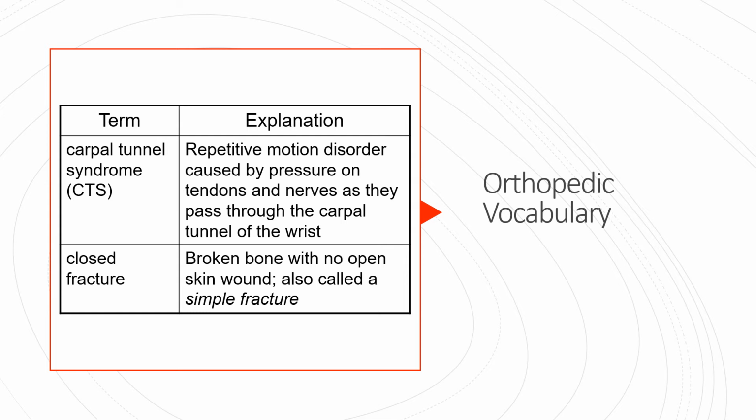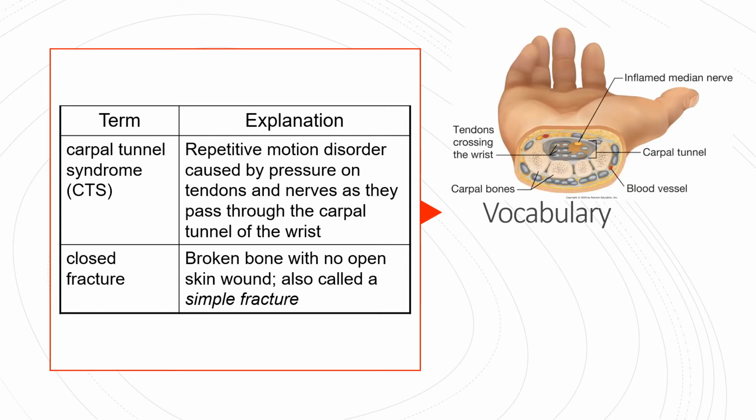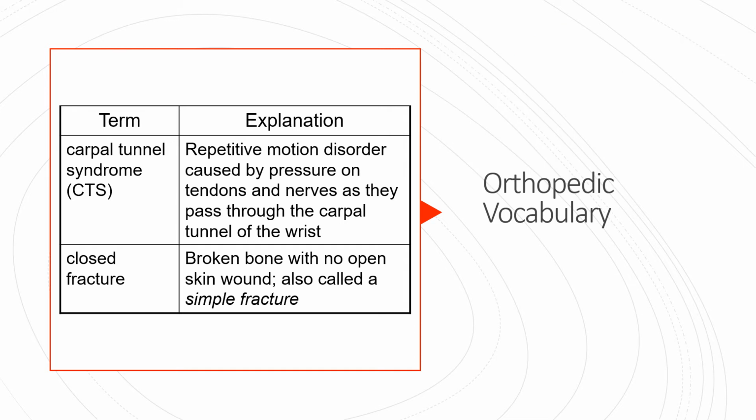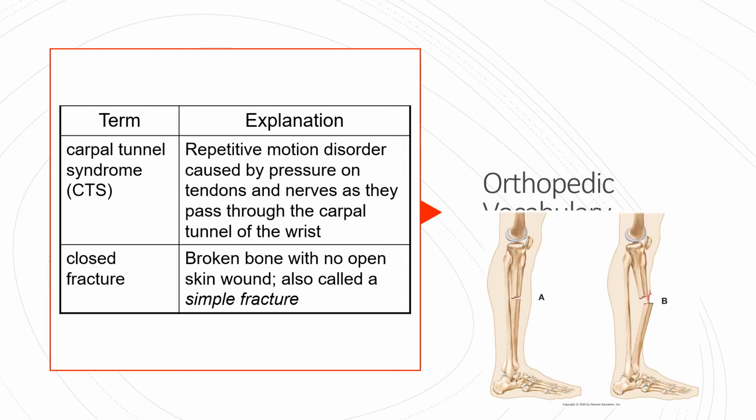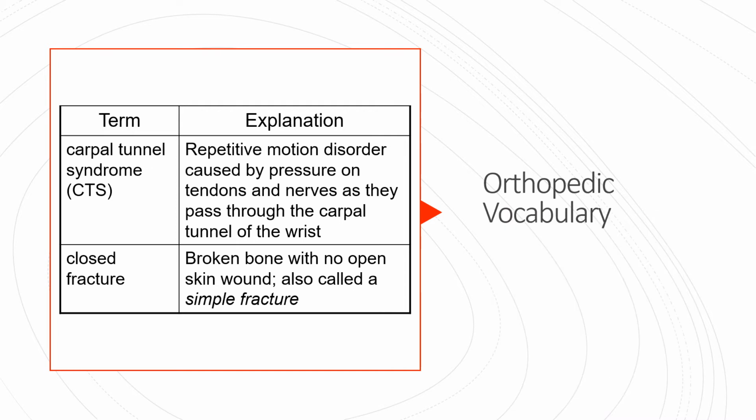Carpal tunnel syndrome is a repetitive motion disorder caused by pressure on tendons and nerves as they pass through the carpal tunnel of the wrist. And you can see the carpal tunnel here on the picture on the right. A closed fracture is a broken bone with no opening or skin wound. So A would be a closed fracture. This is also called a simple fracture, whereas B is not.